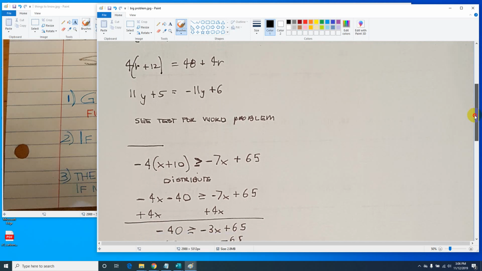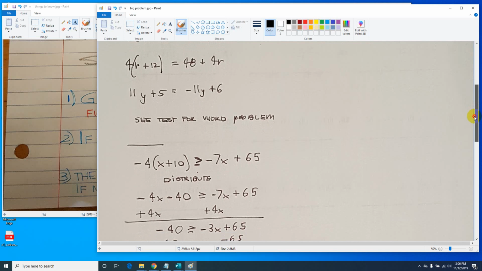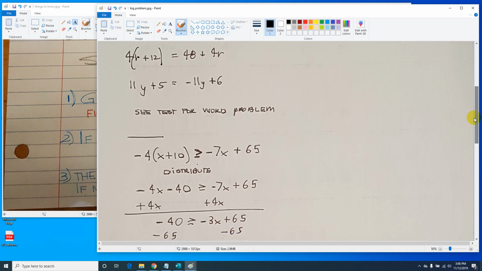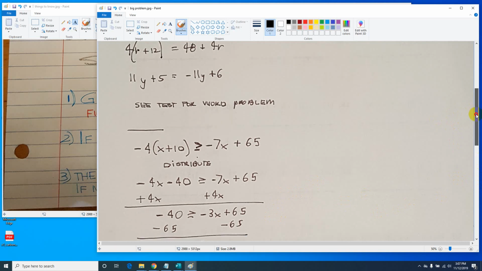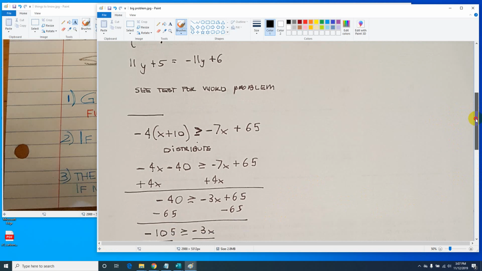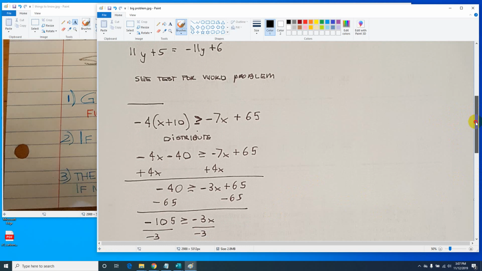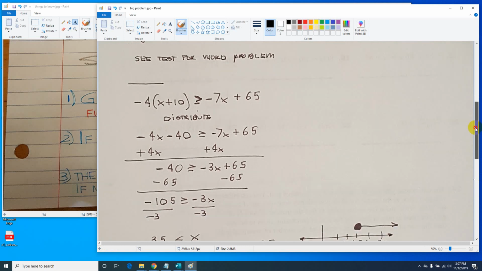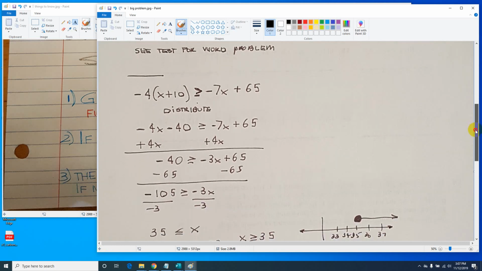And you get -40 is greater than or equal to, did I say less than or equal to? Okay, greater than or equal to -3x plus 65. Now you subtract 65 from both sides because you have to blow off that 65 on the right, so you do the opposite. You subtract 65, and you get -105 is greater than or equal to -3x. You divide by -3 because that's what's bothering the x, and you are left with 35 less than or equal to x.